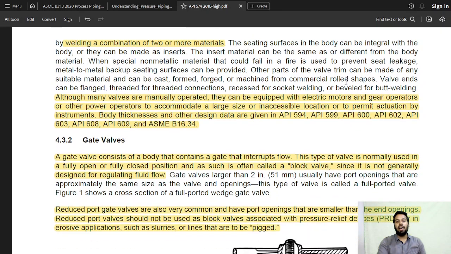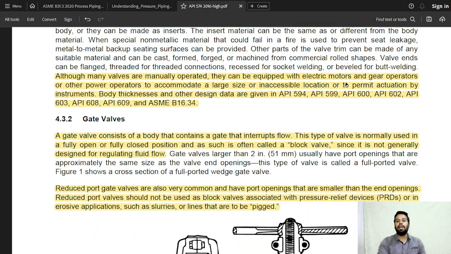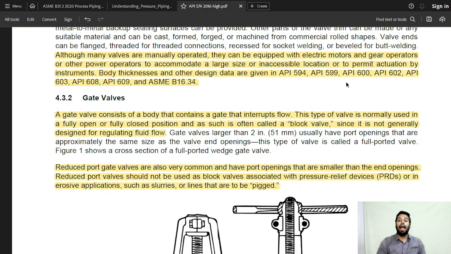Although many valves are manually operated, they can be equipped with electrical motors and gear operators or other power operators to accommodate for the large sizes or inaccessible location, or to permit actuation by instruments. Body thickness and other design data are given in API 594, 599, 600, 602, 603, 608, 609 and B16.34.